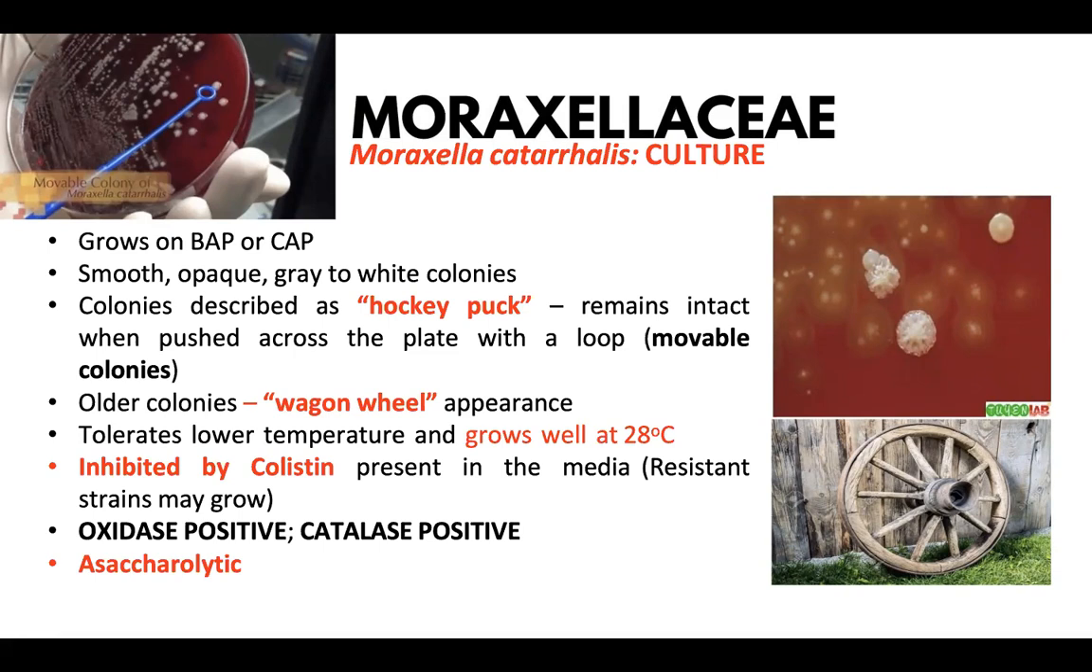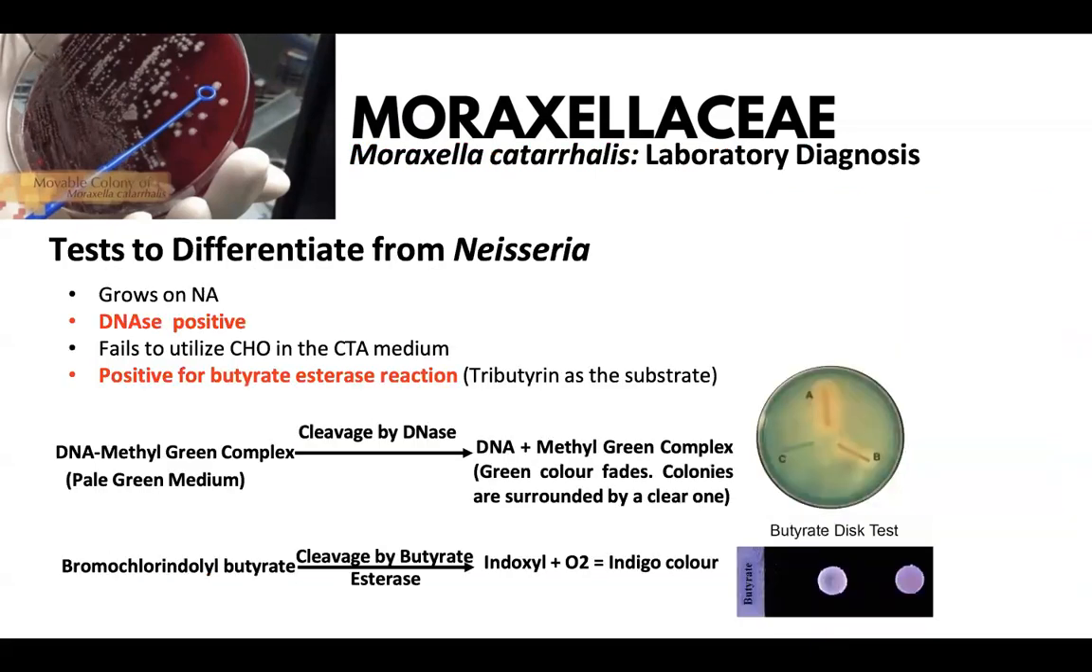Now, your Moraxella can actually tolerate low temperature and can grow well at 28 degrees Celsius. Di ba? Unusual. And then, it is inhibited by colistin, na pwedeng present sa culture media. Okay? They're oxidase positive and catalase positive, much similar to the two clinically significant Neisseria. However, they are asaccharolytic. They're not able to utilize any sugar. Yun lang ibig sabihin nun.